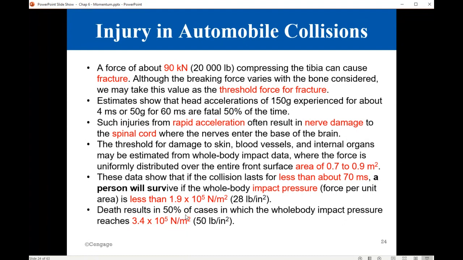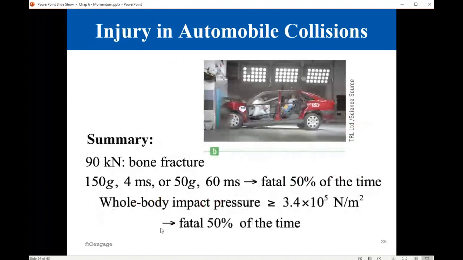Death results in 50% of cases in which the whole body impact pressure reaches 3.4 by 10 to the power 5 Newton per square meter, or 50 pounds per square inch. To summarize, the threshold for the force that can cause bone fracture is 90 kilonewton. Any force of 90 kilonewton or above can break the bones, whether it is the bones of the hand, the leg, the chest, the head, the skull, you name it.